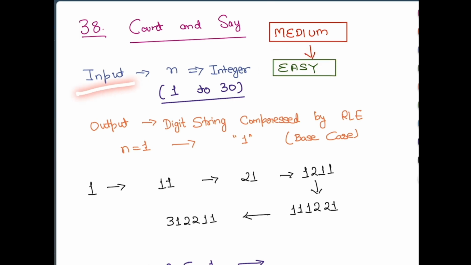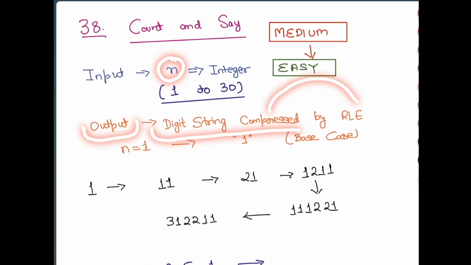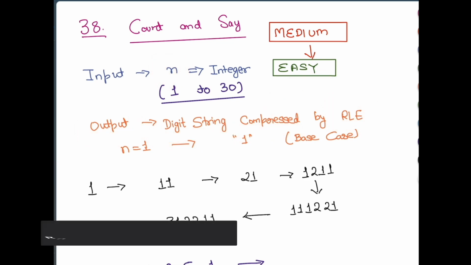The input in this particular problem is a given integer n. The range of this n is from 1 to 30. That's the constraint given in the question itself. So we just have one input n, and we need to output the digit string which is compressed by RLE. RLE means run length encoding.